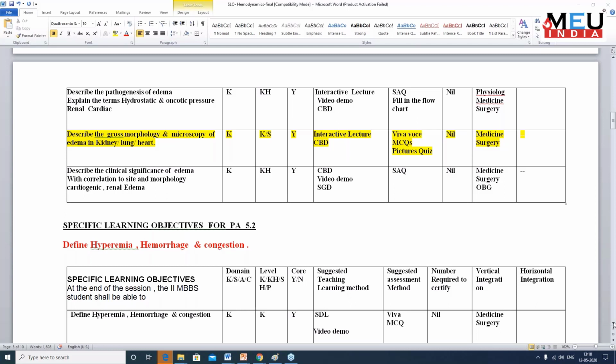Okay, going on to the second SLO, wherein it's a small topic. We just need to know about main definitions of hyperemia, hemorrhage, and congestion. One needs to define them. In that, self-directed learning is more than enough, and if at all you need to give them a better understanding, we can have a short 5 to 10 minute video demo, or even an interactive play-like session. So for this, an assessment method would be viva or MCQs is sufficient, and we may involve the medicine and surgery departments. Can we go to the next page, sir?